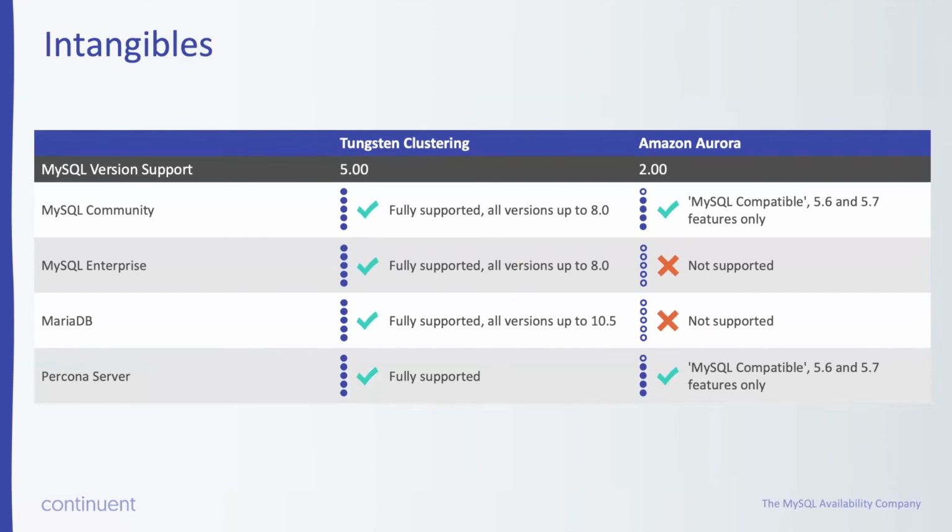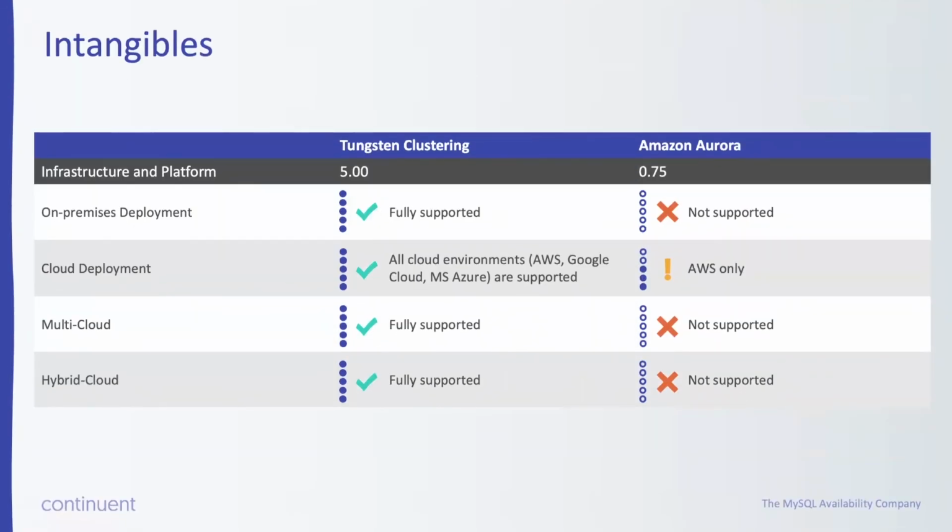And as we mentioned, as far as Tungsten Clustering, MySQL Community, Enterprise, MariaDB, Percona Server, all fully supported. With Amazon Aurora, you get MySQL 5.6 compatibility and most of 5.7 features, and that's it. Okay. And real quick, where do we deploy this? Well, with Tungsten Clustering, again, on-premise, cloud, multi-cloud, or hybrid cloud. With Amazon Aurora, obviously, it's going to be deployed in Amazon only. So you're locked into Amazon if you're using this service.